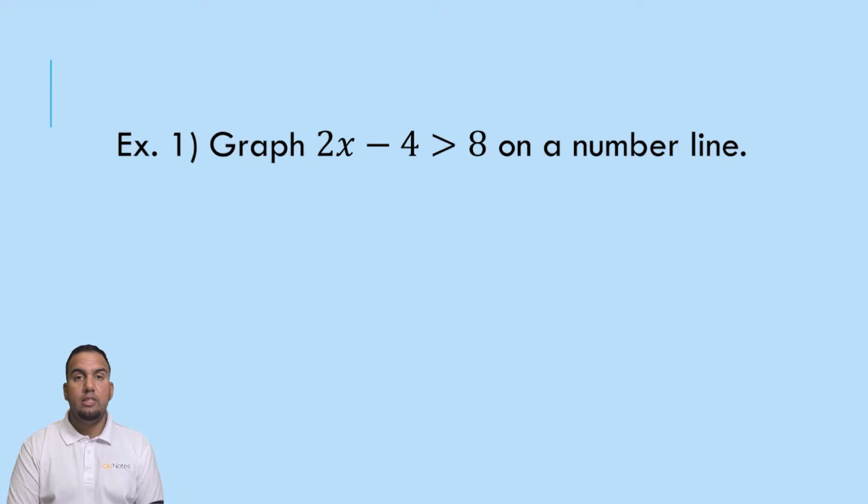So in our first problem, it says graph 2x minus 4 greater than 8 on a number line. Before we do that, we first have to get x by itself, so we have to isolate it. So we're going to take a look at the left side. The left side has something more complicated than just an x. There's a 2x minus a 4. So what are we going to do?